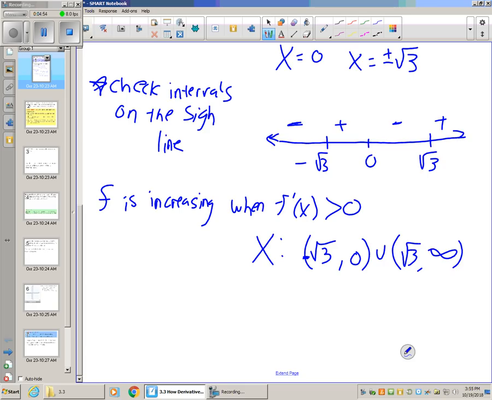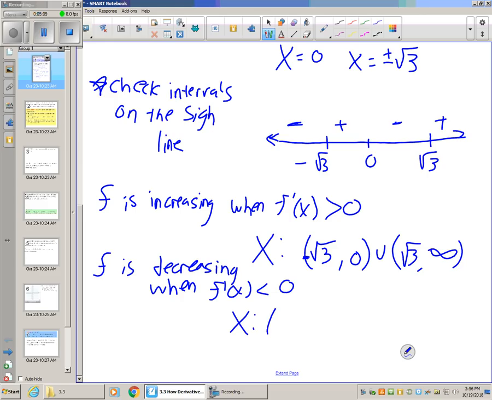f is decreasing when f prime of x is less than 0. And we determined that occurred at negative infinity to negative square root of 3 and 0 to the square root of 3. All right, good. Any questions? Great.